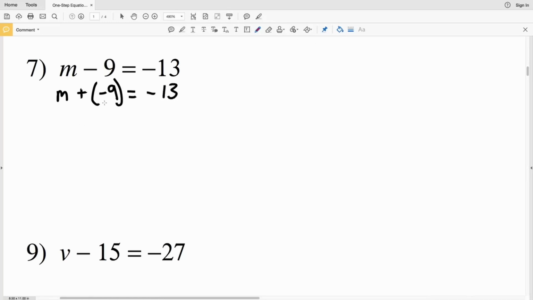So we're going to subtract this negative 9. And subtracting a negative is the same as adding the positive. So adding positive 9 to both sides, we're going to be left with m is equal to negative 13 plus 9, which is equal to negative 4.